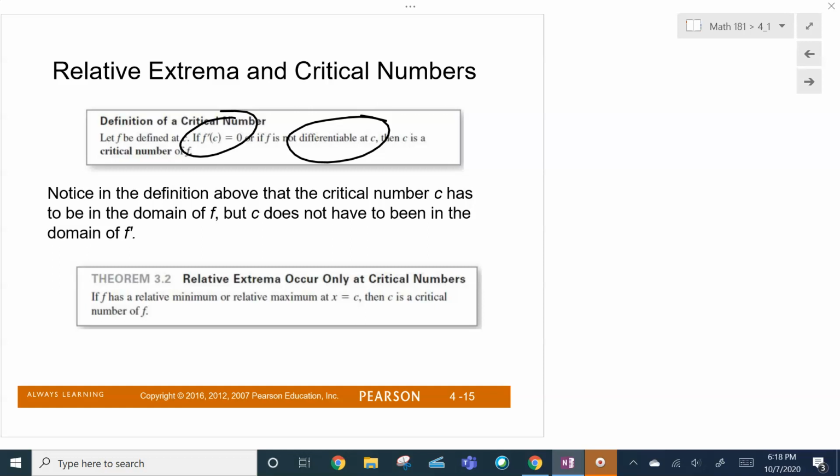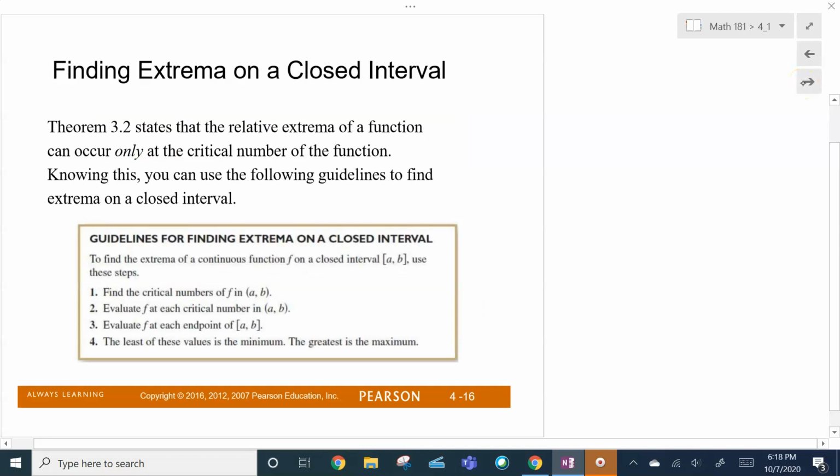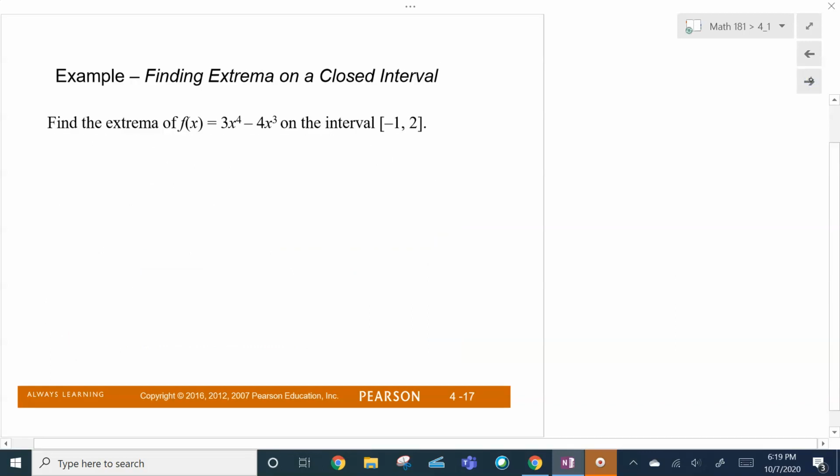And then the relative extrema will only occur at these critical numbers. And if it's on a closed interval, it also could occur at the endpoint. So here's what we're going to do. We're going to use our calculus to find critical numbers, to find where the derivative is 0 or undefined. And then we're going to find the value of the function, so we can see how high or low it is, the y values. And then we're going to evaluate the y values at the endpoints. Then we're going to see which are the minimums and which are the maximums. So let's do an example here.